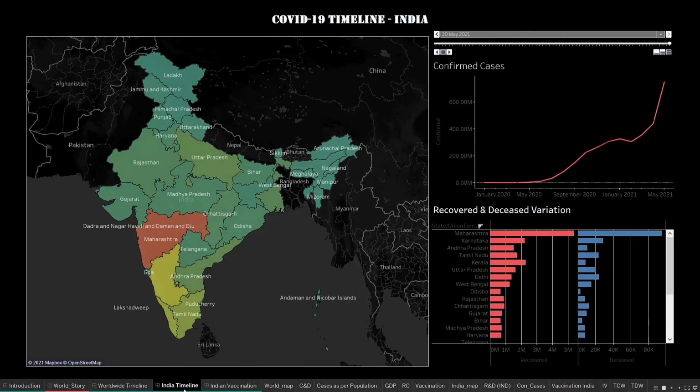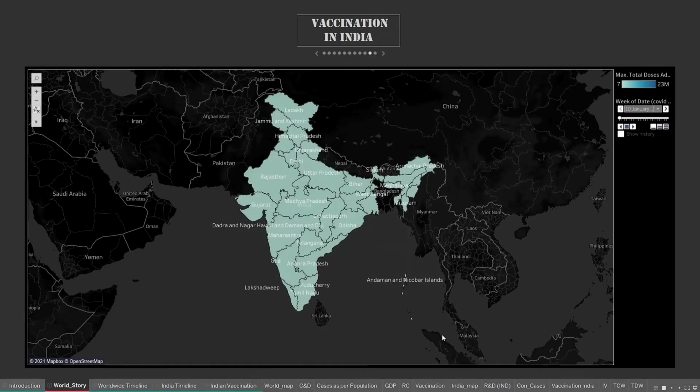Now let's head towards the vaccination drive in India. The vaccination drive in India began from 10 January 2021. This is the geographical map showing the vaccine drive. We can hover over any state to see the jab administered with fully and partially vaccinated people.